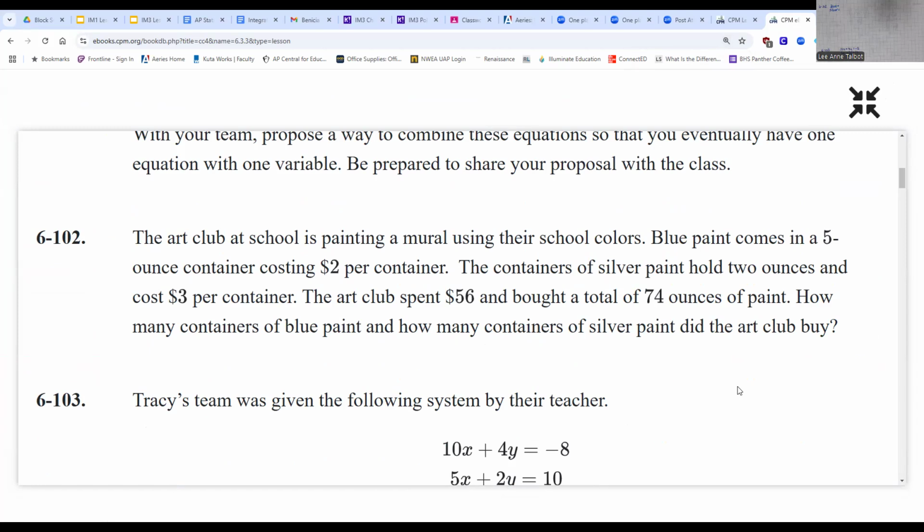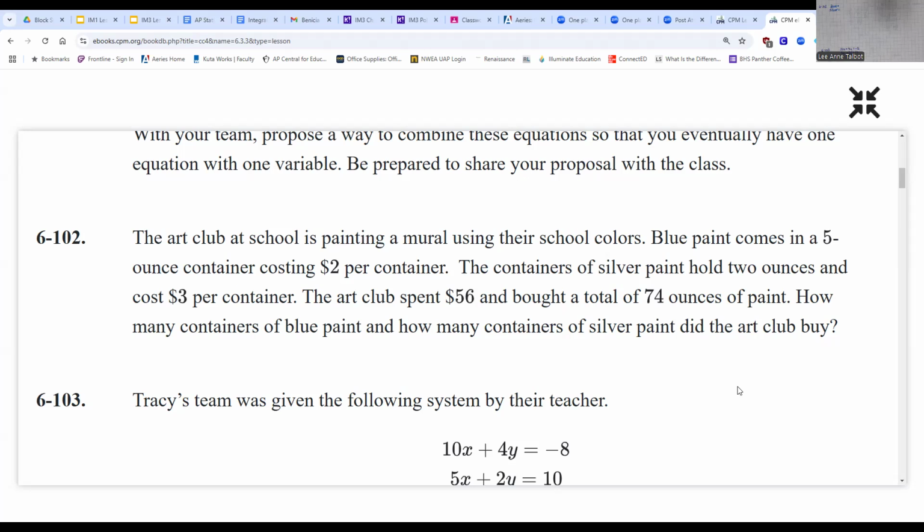The art club at school is painting a mural using their school colors. Blue paint comes in a 5-ounce container costing $2 per container. The containers of silver paint hold 2 ounces and cost $3 per container. The art club spent $56 and a total of 74 ounces of paint. How many containers of blue paint and how many containers of silver paint did the art club buy?